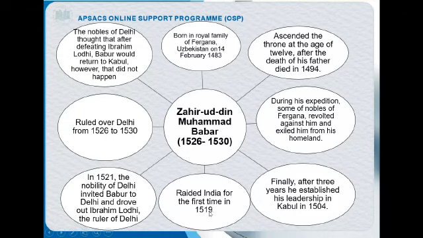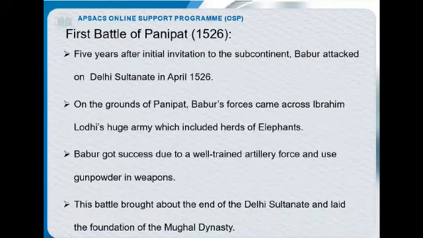He raided India for the first time in 1519. In 1521, the nobility of Delhi invited Babar to Delhi and drove out Ibrahim Lodi, the ruler of Delhi. They ruled over Delhi from 1526 to 1530. Later on, the nobles of Delhi thought that after defeating Ibrahim Lodi, Babar would return back to Kabul. However, that actually did not happen.